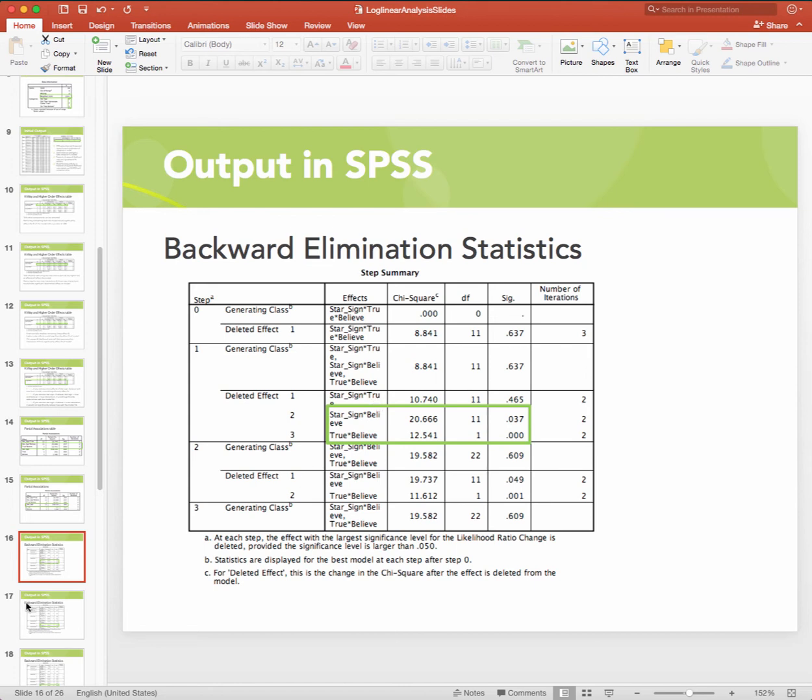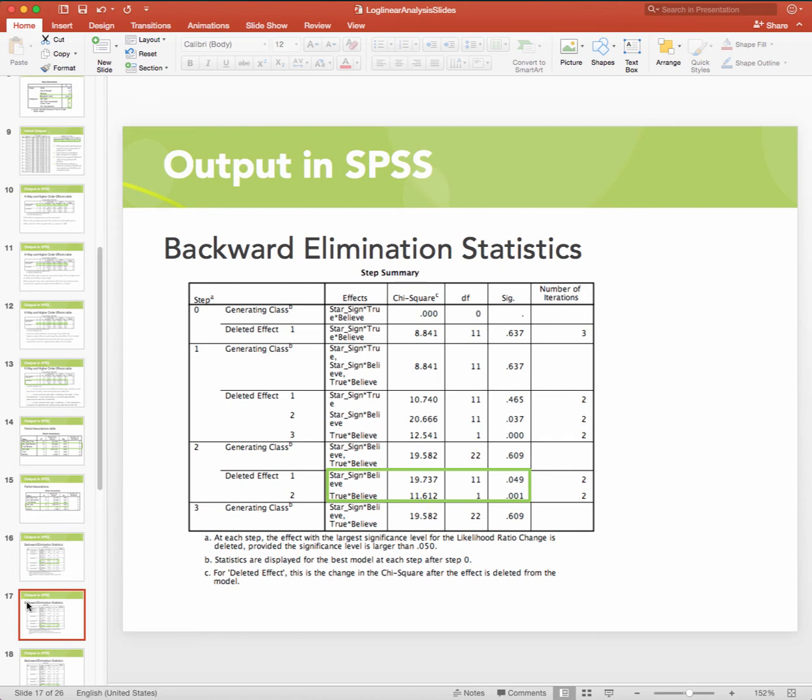Now we're going to look at step 2. We see that the non-significant star sign times true interaction is deleted, so we're leaving just the remaining two-way interactions in the model. These two interactions are then reevaluated, and both the star sign times believe and the believe times true interactions are still significant, and we retain them. Therefore, our final model is one that retains all the main effects and these two interactions, as neither of these interactions can be removed without affecting our model.